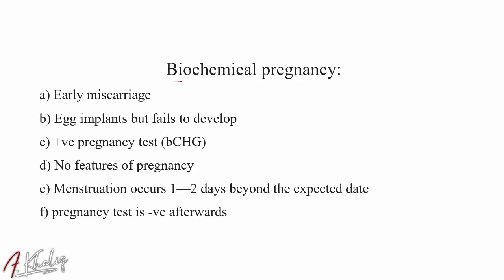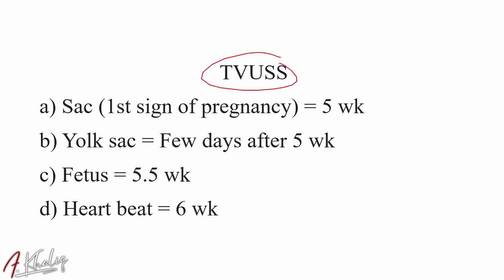Now, what is a biochemical pregnancy? It's an early miscarriage. There is egg implantation, but that implanted egg fails to develop. So there's implantation, but there's no development. There's a positive pregnancy test. You're going to have high levels of beta HCG, but there are no features of pregnancy. There's menstruation 1 to 2 days after the expected date, and the subsequent pregnancy test is going to be negative after the menstruation. Through the transvaginal ultrasound sonography, you're going to see the sac, which is just the first sign of pregnancy, and it's seen at 5 weeks.